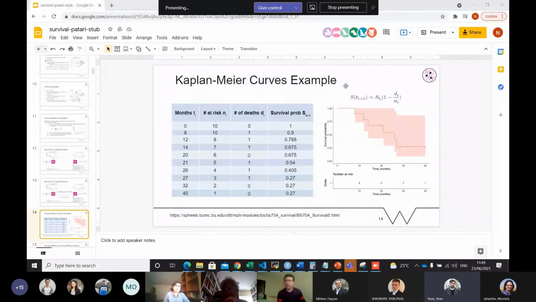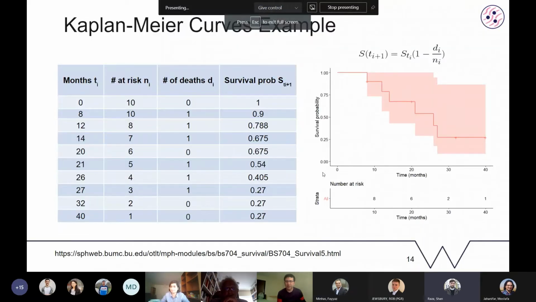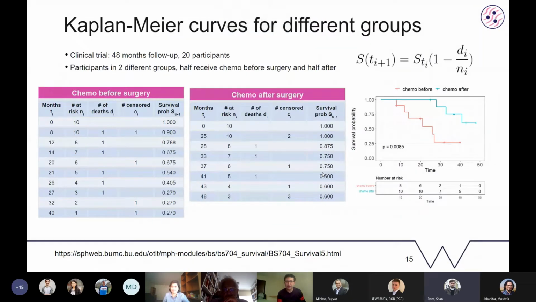Which table is that? Can you share the screen, Noor? So you can't see my screen? No. Can you see it now? Yes, it was on the next slide probably.